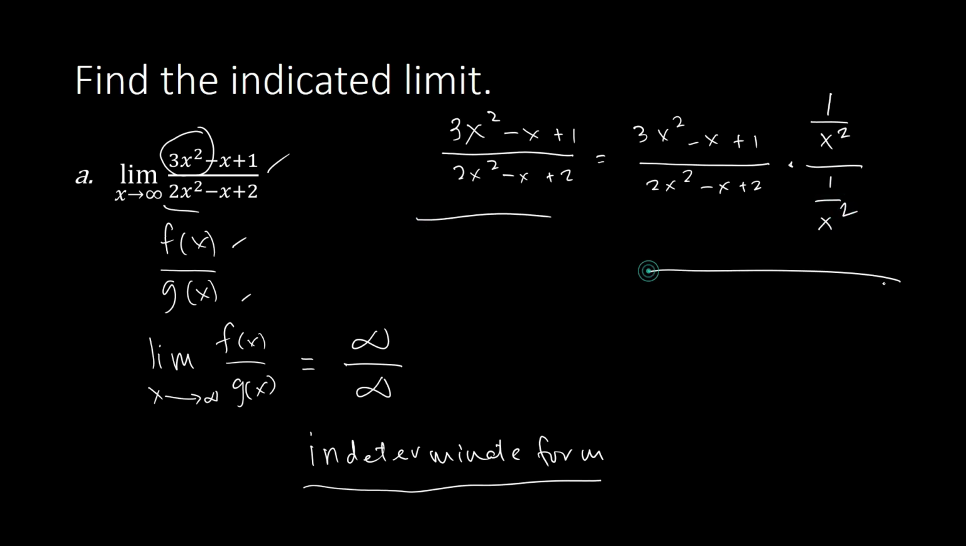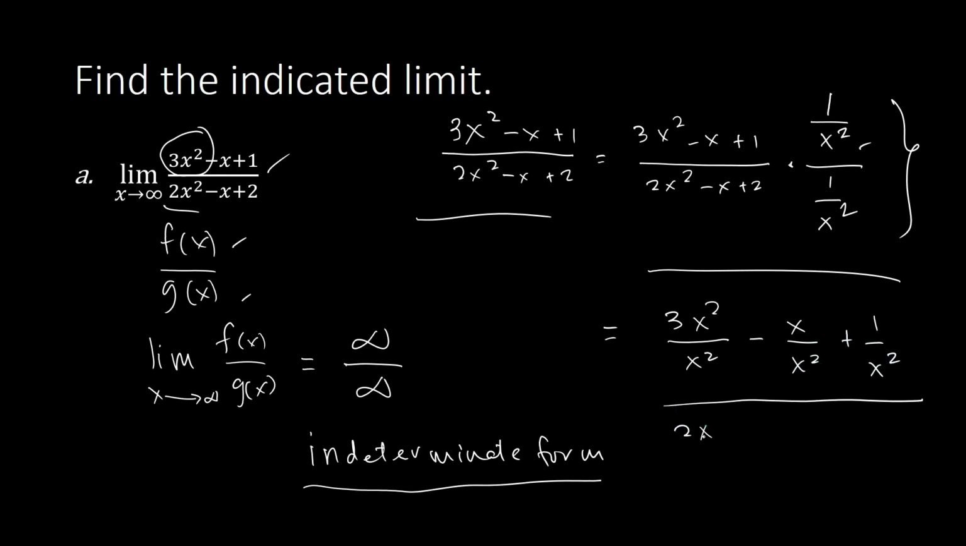This function is just equal to this because this factor here is just equal to 1. So I will multiply 1 over x squared to the terms in our numerator and to the terms in our denominator. What did I do here? I just multiplied 1 over x squared to the terms in the numerator and denominator.